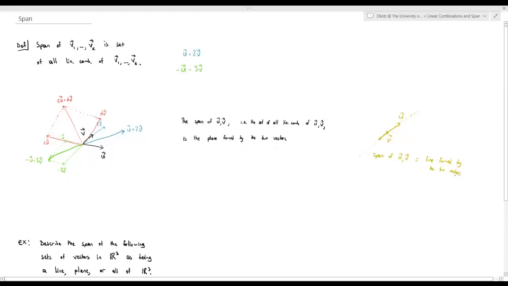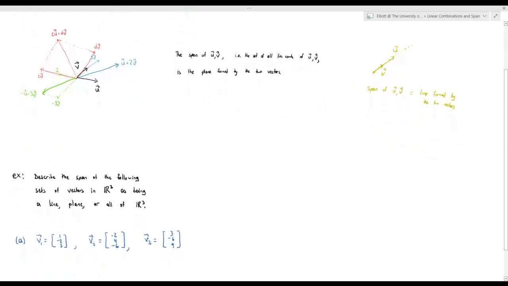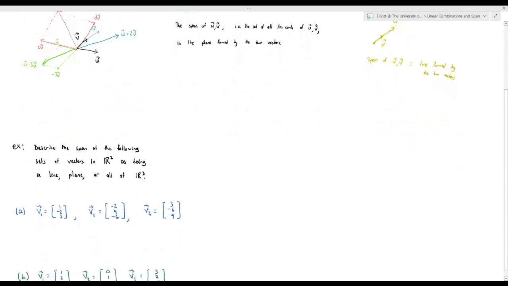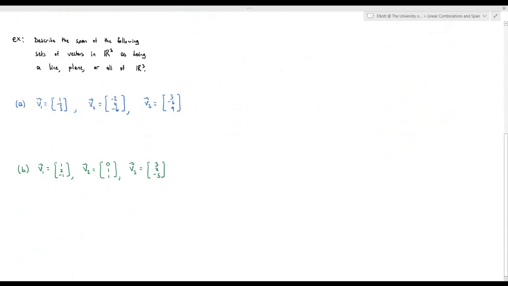All right, good. So with that in mind, I wanted to look at a couple of questions about span. These are similar to some questions that you had, I think in your first assignment, it might have been your second one. Okay.